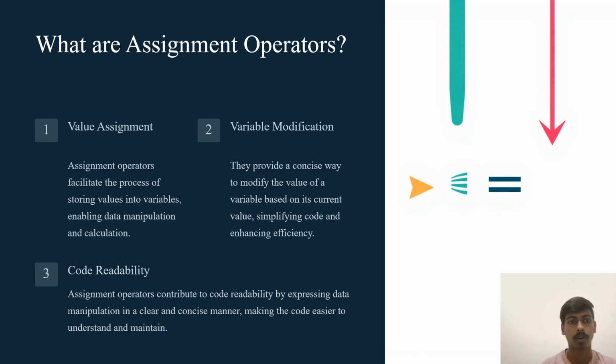What are assignment operators? One is value assignment, the second one is variable modification, and the third one is code readability. The first one is value assignment. Assignment operators facilitate the process of storing values into variables, enabling data manipulation and calculation. We can do the data manipulation and the calculation at the same time.